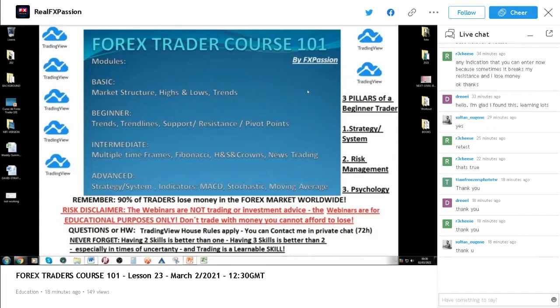What we are trying to do here, everybody, is build the 3 pillars of a beginner trader. It's a beginner's course 101. Pillar number 1, we're trying to build a strategy and or a system with all of these modules on the left. Pillar number 2, we are trying to learn and understand how risk management works inside our strategy and our system. And the big one, we are trying to learn how psychology affects our risk management decisions and our strategy and or system decisions.